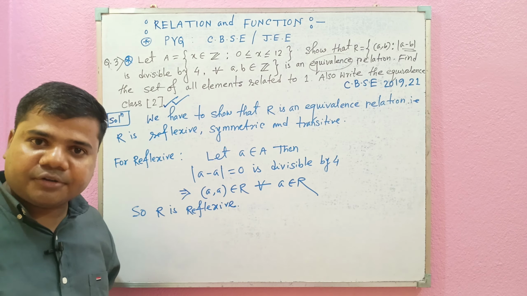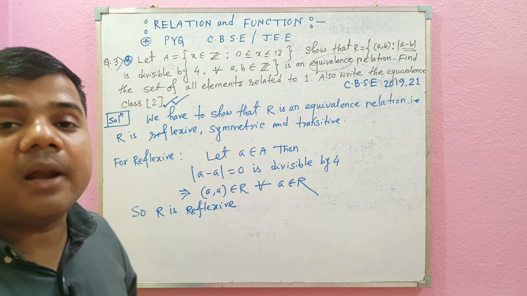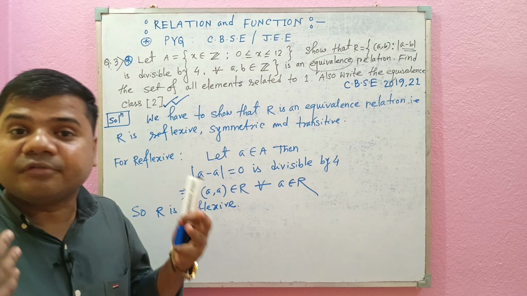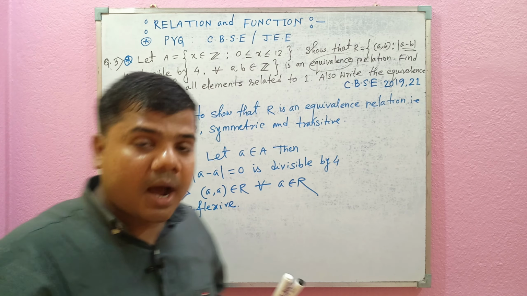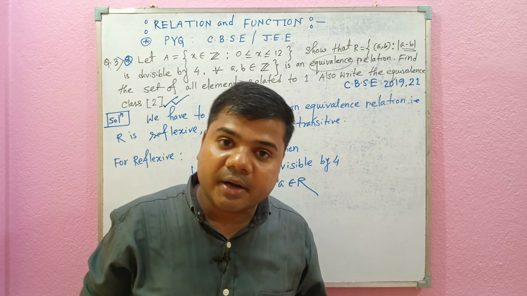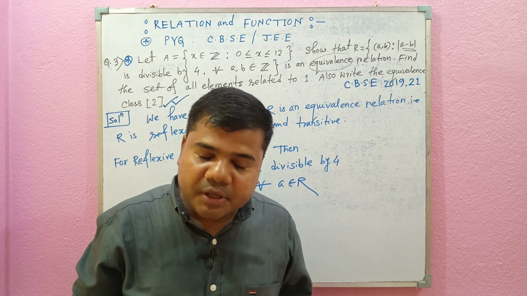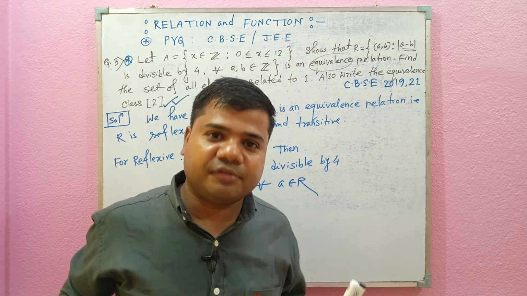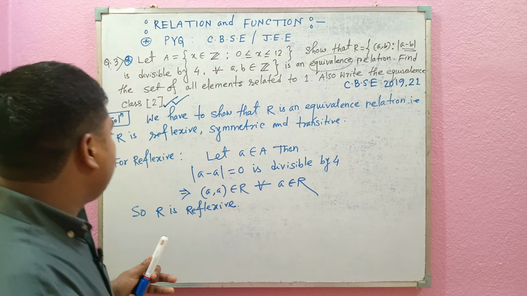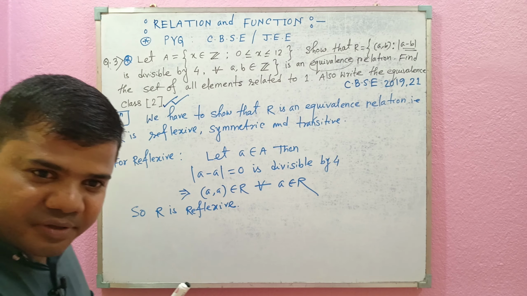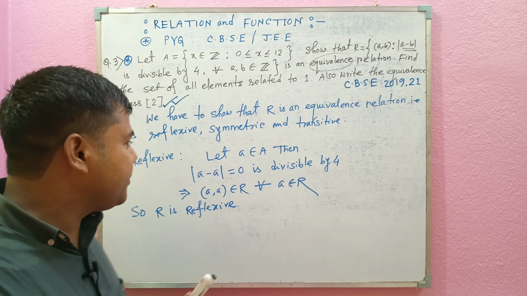We have to show that R is an equivalence relation. What is an equivalence relation? A relation R is said to be an equivalence relation if it is reflexive, symmetric, and transitive. So we have to prove that this is reflexive, symmetric, and transitive.